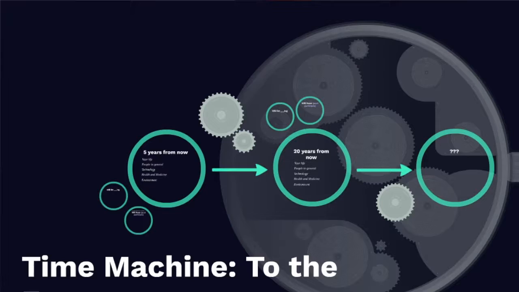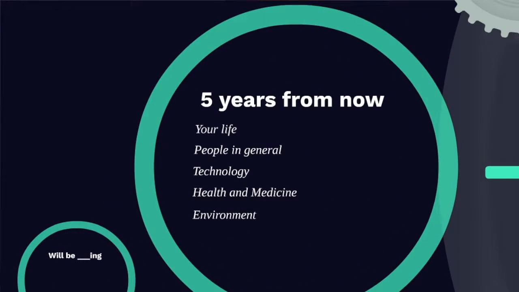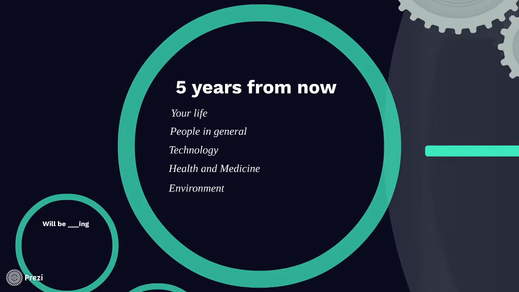I want you to make predictions and think about what will your life look like 5 years from now? What will people in general look like 5 years from now? What will technology be like 5 years from now? What will health and medicine look like 5 years from now? What will the environment situation be 5 years from now? So we're going to look at these. Let's first look at the will be -ing, the continuous tense.